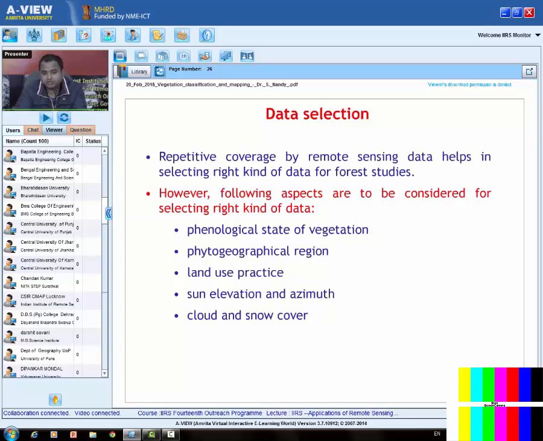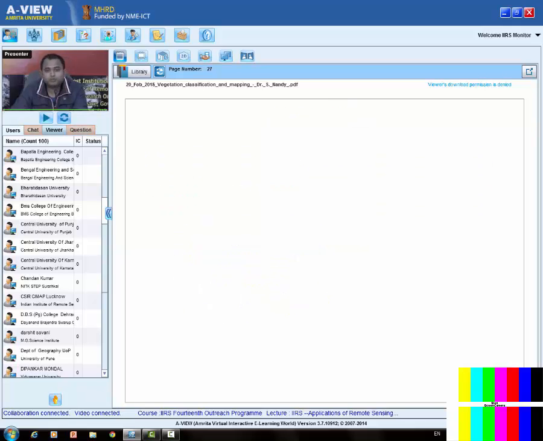Otherwise, everything will be under the cloud. Many things won't be visible. And snow cover free also. Then as I said earlier, if I am interested in forest fire mapping, I should go for a season where forest fire occurs. So data selection is totally dependent on your objective of study. In general, the phenological state should be taken into consideration, then land use, cloud and snow cover should be taken into account while selecting Indian data. Now what should be the proper season?